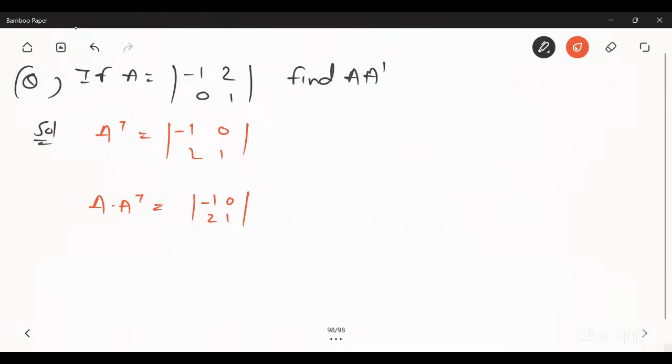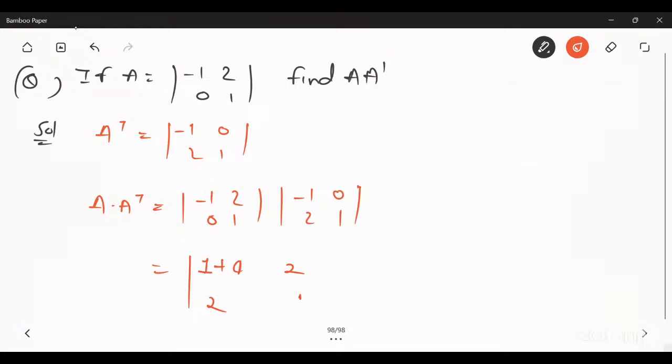Now firstly I'm writing A as -1, 2; 0, 1 and -1, 2; 0, 1. Now you will get a 2 by 2 matrix, multiply first row with first column. So you will get -1 into -1 is 1, 1 plus 4, -1 into 0 is 0, 2 into 1 is 2, 0 into -1 is 0, 1 into 2 is 2, 0 into 0 is 0, 1 into 1 is 1. So you will get 5, 2; 2, 1 as the answer.